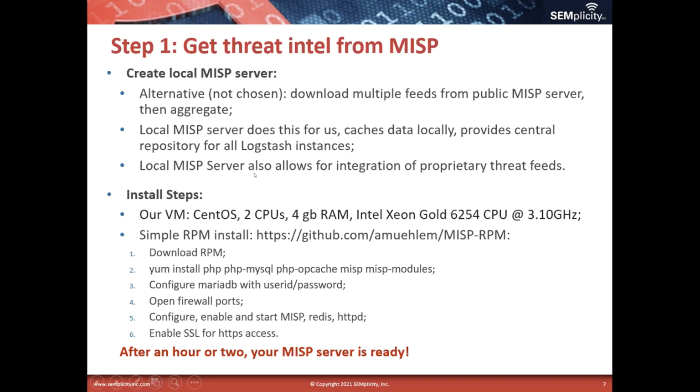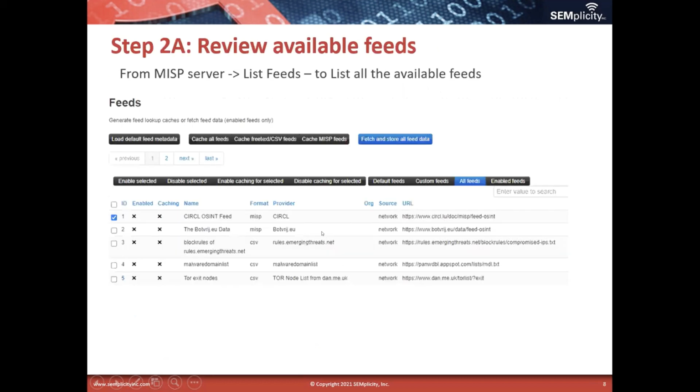So what we did was we set up a small VM with 2 cores and 4 gig of RAM, and there is an RPM install available at this URL, and the installation steps are very simple. It took just about an hour or 2 for us to bring up the MISP, enable the feeds, and schedule the jobs to run every hour to pull the events from the available MISP feeds. So we built this VM, and then we installed the MISP using the instructions available on this GitHub URL.